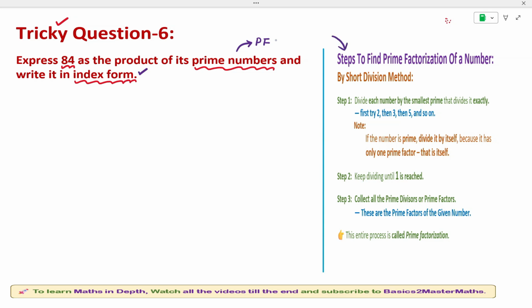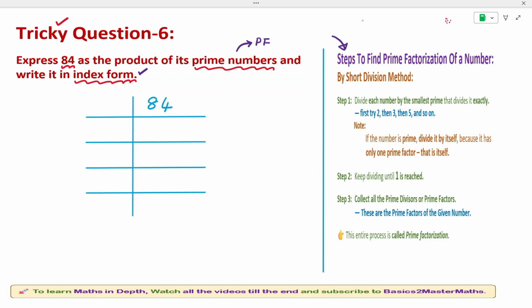Please go through the below steps to find prime factorization. Step 1. Start dividing 84 by the smallest prime 2. Since 2 divides 84 exactly, we get 42. Again, start dividing 42 by the smallest prime 2. Since 2 divides 42 exactly, we get 21.